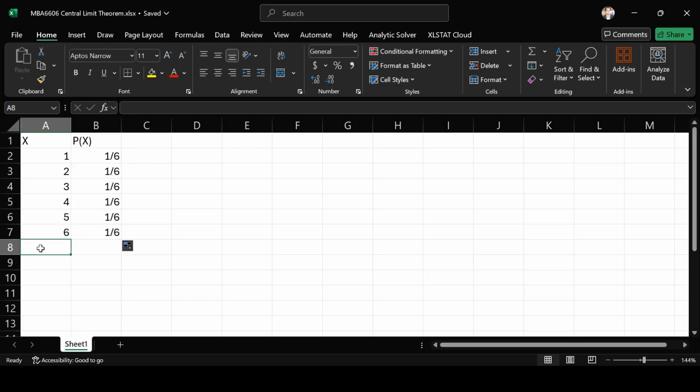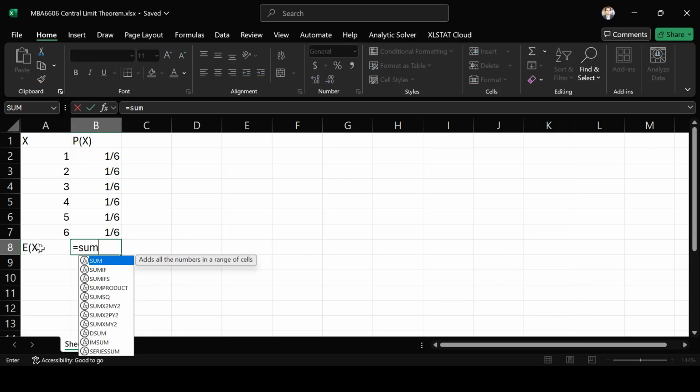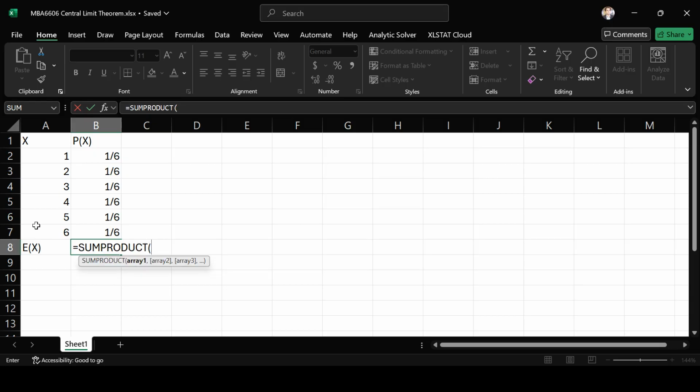The expected value of the outcome x, or what is the value we expect to see on the face of the dice, is given by xpx. So we will simply find the sum product of x with p of x. So the expected value is 3.5.